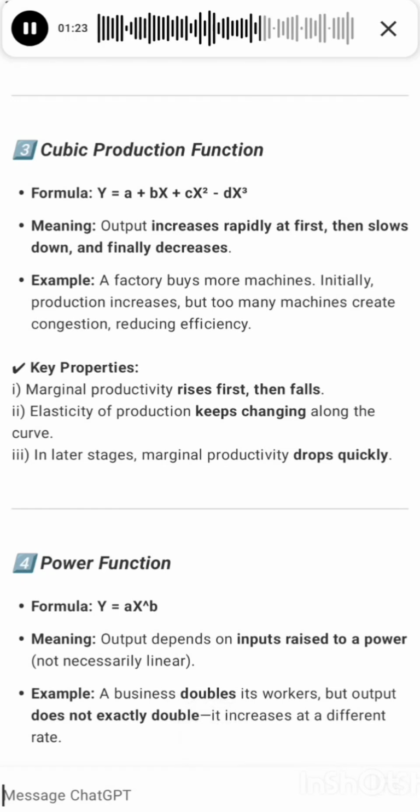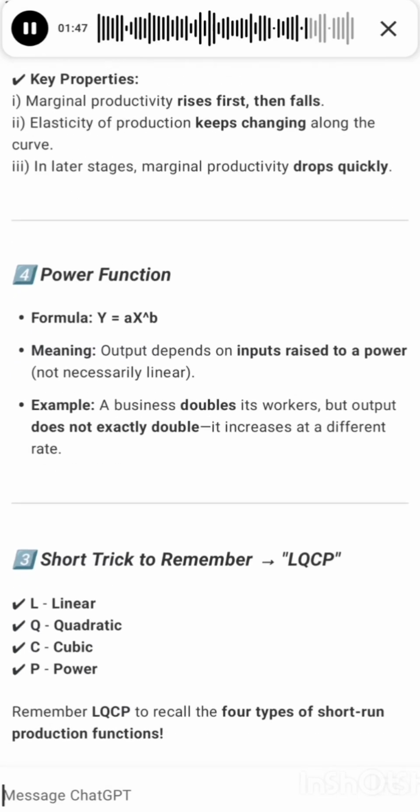Example, a factory buys more machines. Initially, production increases, but too many machines create congestion, reducing efficiency. Key properties. One, marginal productivity rises first, then falls. Two, elasticity of production keeps changing along the curve. Three, in later stages, marginal productivity drops quickly. 4. Power function. Formula, y equals ax to the power b, meaning output depends on inputs raised to a power, not necessarily linear. Example, a business doubles its workers, but output does not exactly double, it increases at a different rate.